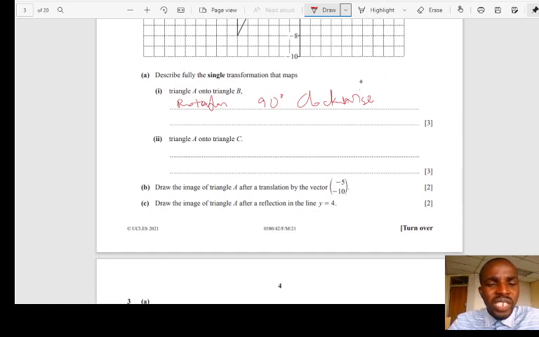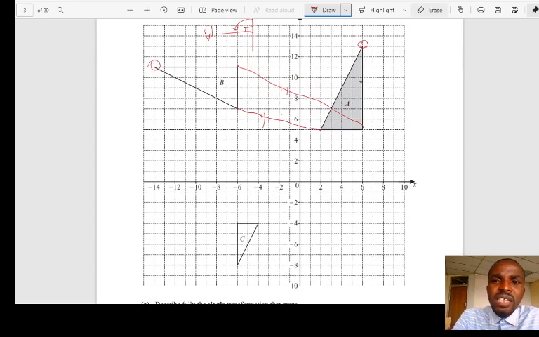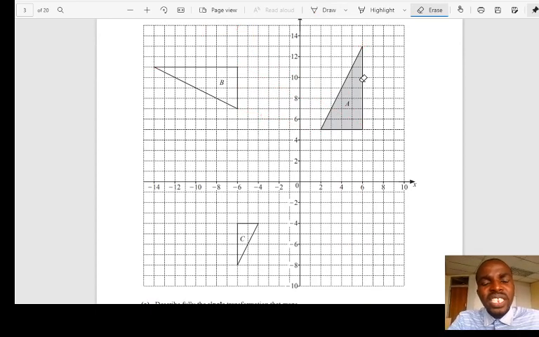Triangle A onto triangle C. So what is the transformation that has mapped triangle A onto triangle C? Let's move up. We have A and C. As you can see here, you have to check the size. Is it the same or has the size changed? In this case, you can see that the size has changed. The image C is now smaller than the original, and this one is automatically an enlargement. Under enlargement, you have to state the scale factor of enlargement, then the center of enlargement.